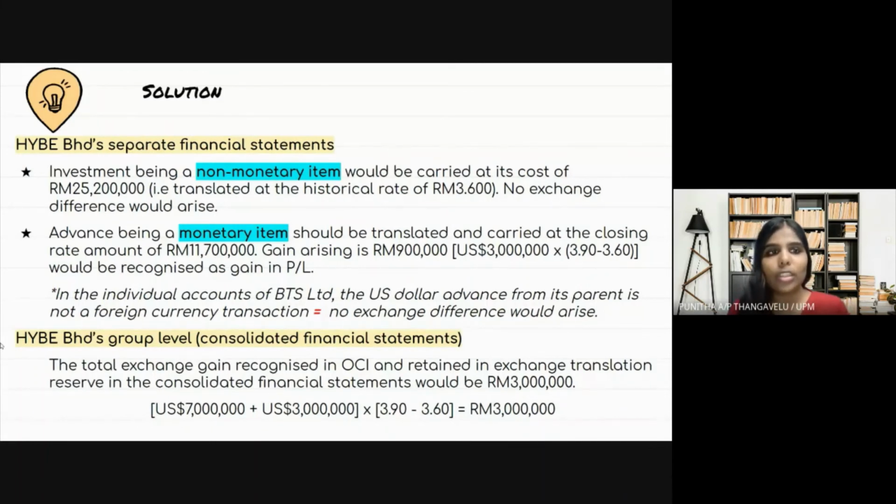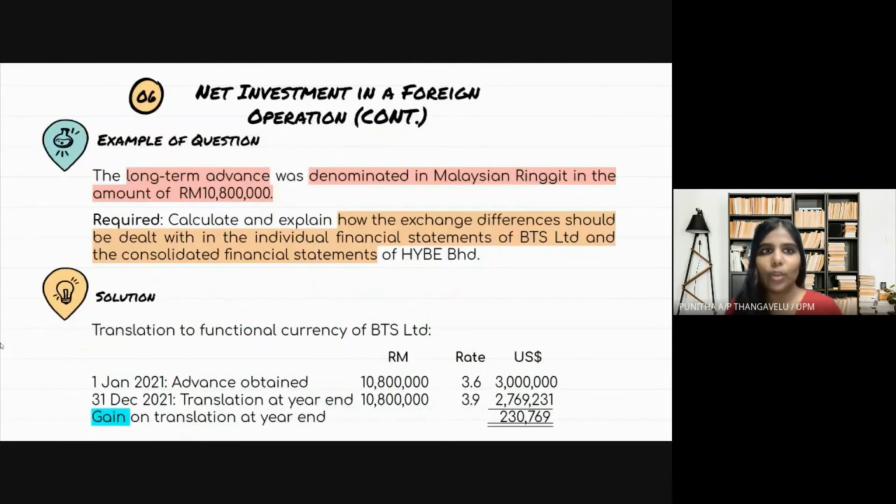This is the total of the non-monetary item and the monetary item, with the difference between the closing rate and the rate at the date of transaction, and it would result in 3 million of exchange gain. So let us look into the next example.